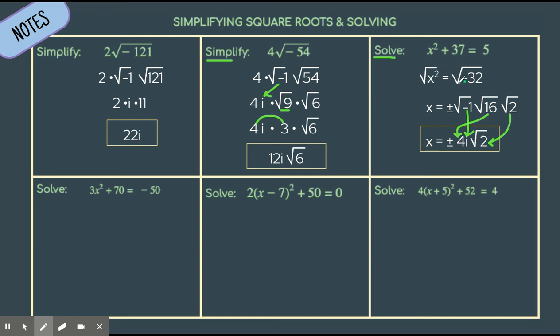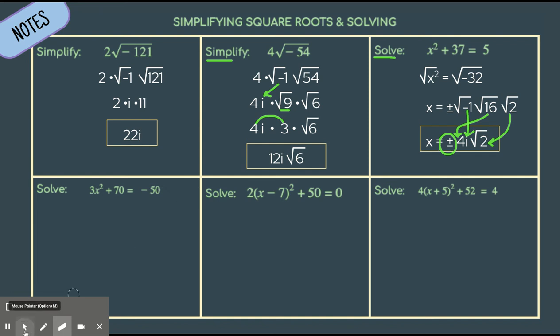Now, one thing that's different between simplifying and solving is we had to add the square root into our equation. Whenever you do that, you have to add this plus or minus out front. So that means it's 4i square root of 2 and negative 4i square root of 2, which is something that we've talked about, but I haven't mentioned it for quite some time.